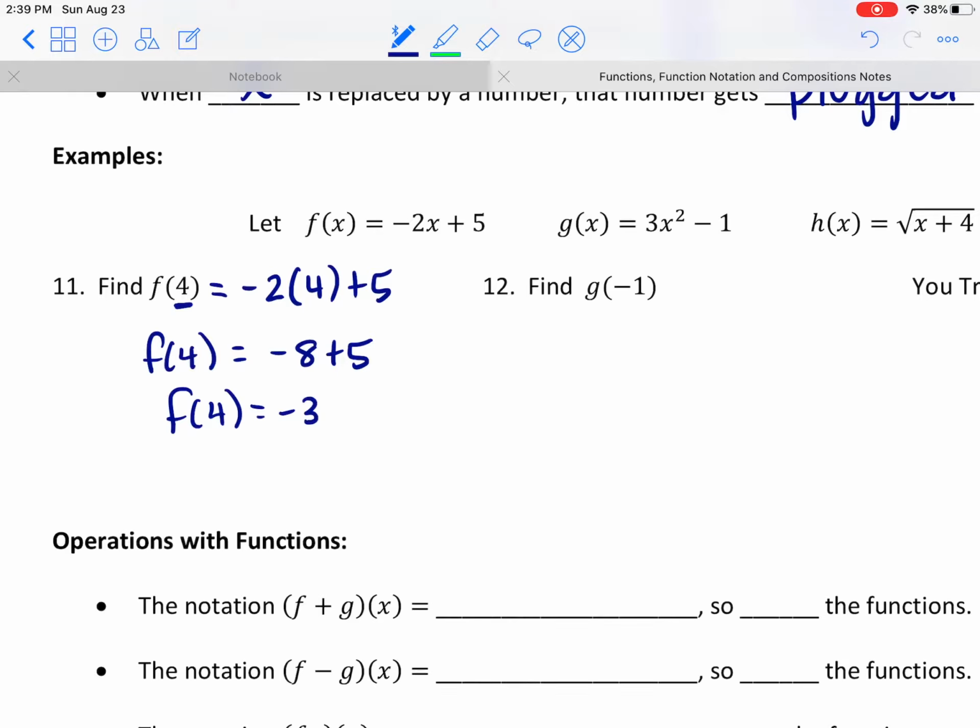This side over here, this f of 4, this is just notation. We're not doing any work there. It's not like divide both sides by 4. I know sometimes you see this in multiplication, but this is just notation. So this is it.